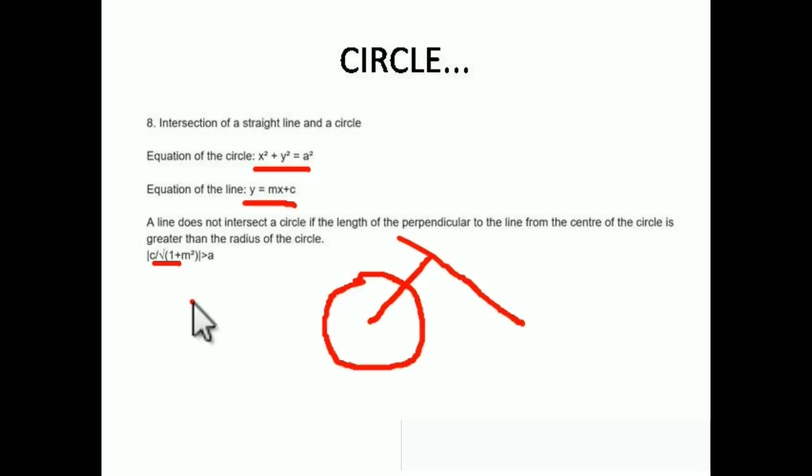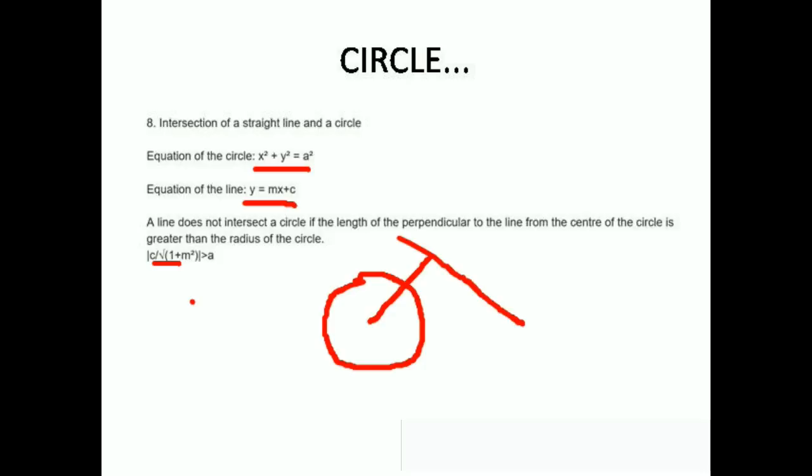So c upon square root of 1 plus m square must be greater than what? A is the radius. If it is greater than a, see here, this is the radius, and this is the distance. It is easily understood from the figure that it must be greater than the radius. Okay, so this is how we check whether the line is intersecting the circle or not. If you want to check that, you have to use this formula: c upon square root of 1 plus m square greater than or equal to a. If this is satisfied, then it is not intersecting, and if it is not satisfied, then it is intersecting.